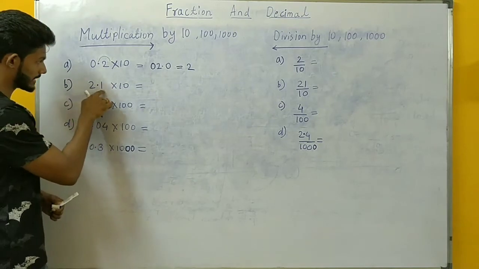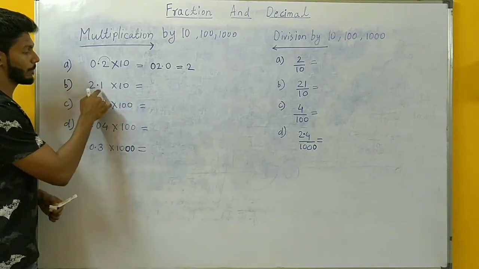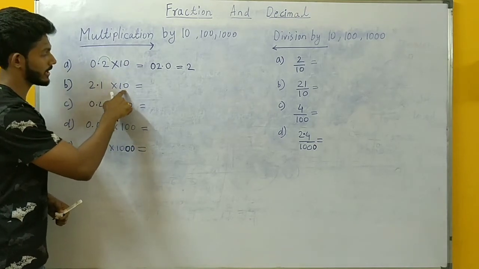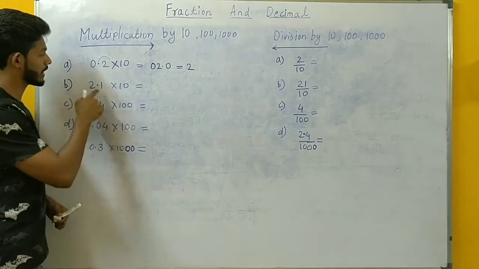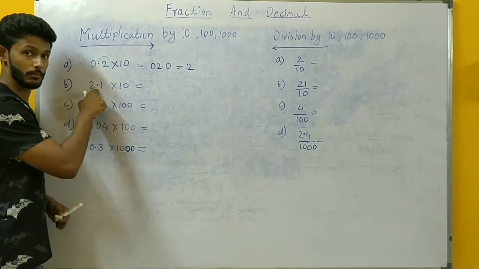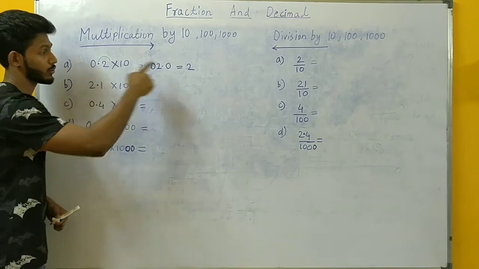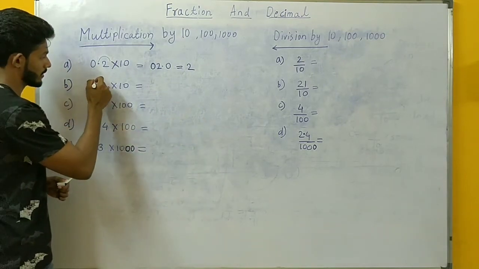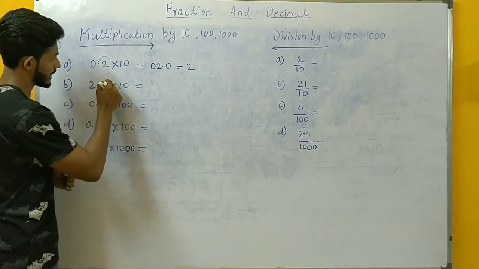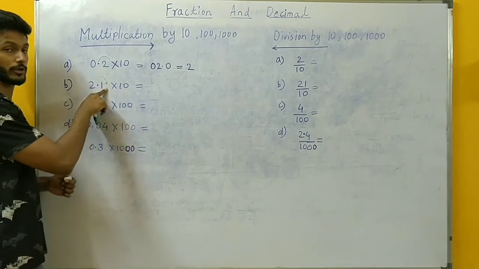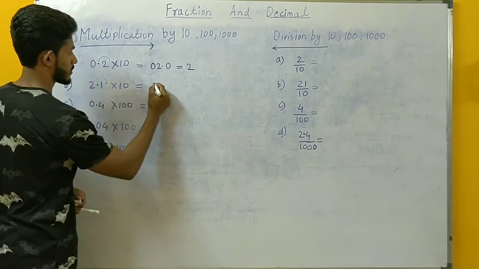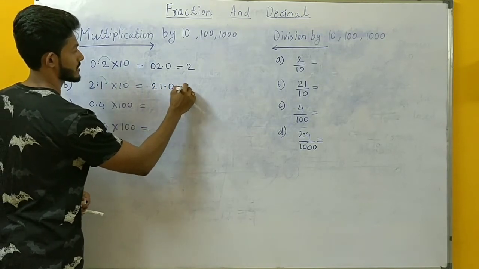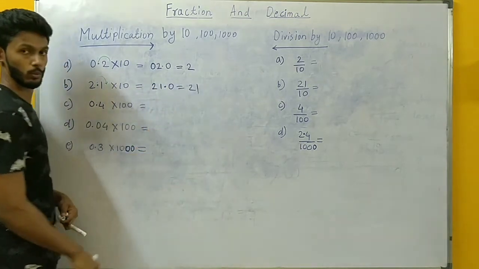Now in this case, 2.1 is multiplied with 10, and again we have 1 zero. So we are going to shift this decimal point by 1 digit towards the right hand side. So from here we are going to move towards the right and put a decimal point over here. So 2.1.0, which is basically 21.